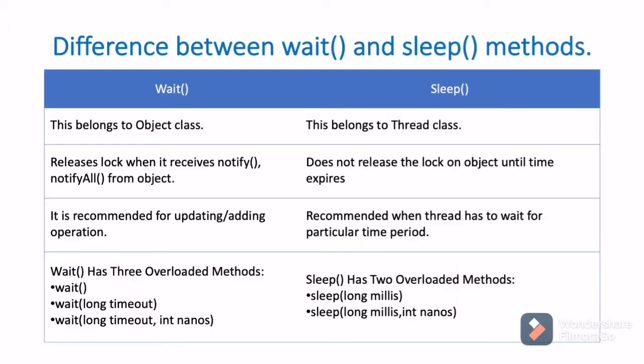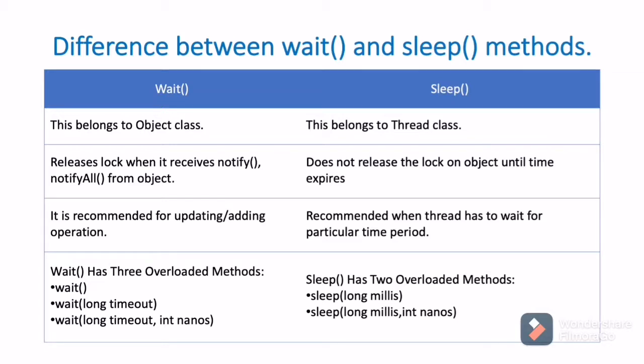Difference between wait and sleep methods. It can be a little confusing, since both the wait and sleep methods are used to pause the execution of the current thread. But there are some differences. Let's see about it. The wait method belongs to the Object class. Sleep belongs to the Thread class. Wait releases the lock when it receives a notify or notifyAll call from the object. The sleep method will not release the lock on the object until the time expires. We pass the time inside the sleep method, right? So till that time expires, it will not release the lock.